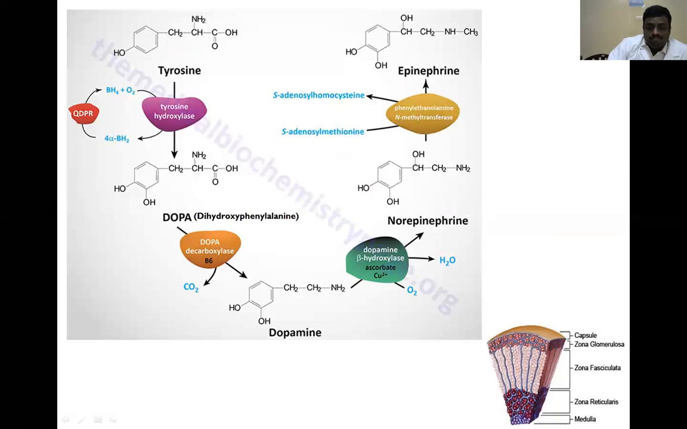In the medulla, catecholamines are produced. What are those catecholamines? Epinephrine and norepinephrine. These two are produced from the amino acid tyrosine. Tyrosine is converted to dopamine in the presence of the enzyme tyrosine hydroxylase. Then finally norepinephrine and epinephrine are produced. These two are called catecholamines, produced in the medulla.